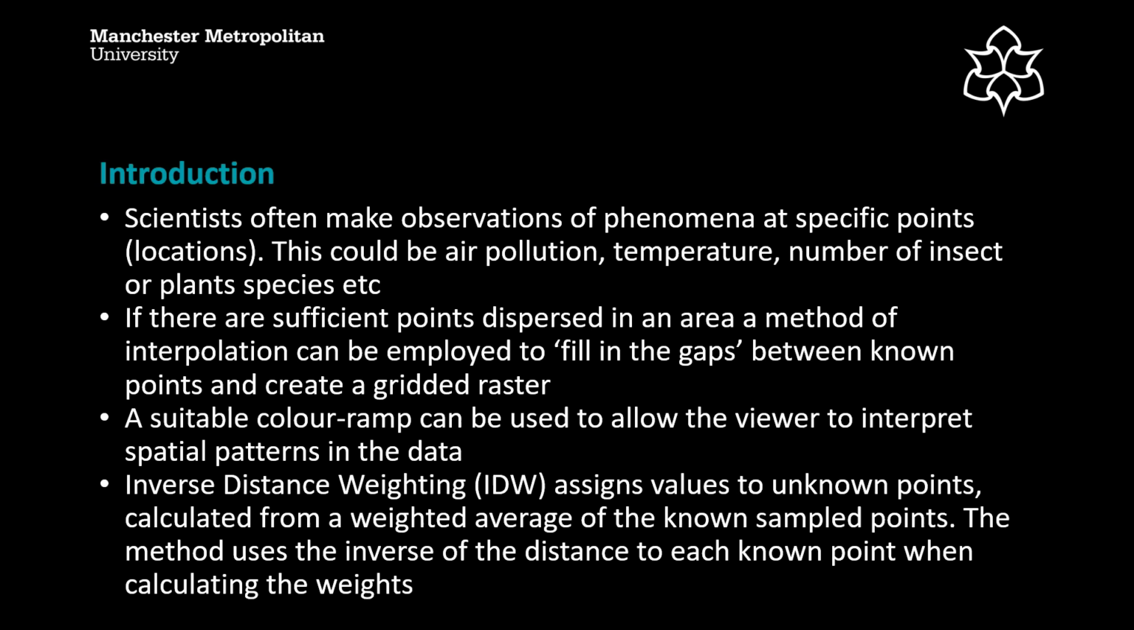And the example I'm going to show you is using inverse distance weighting, or IDW. And this will take a look at the points that are known, that you have sampled, or that you have secondary data where somebody has sampled, and it will assign values to the gaps in between, which are the unknown points. And it does this by calculating a weighted average based on those known sampled points. The method uses the inverse of the distance to calculate each known point when it's calculating the weights, hence the term inverse distance weighting.